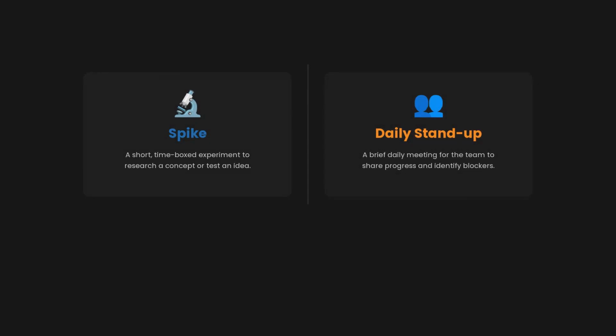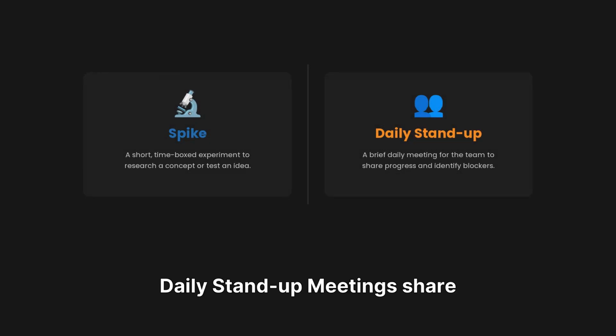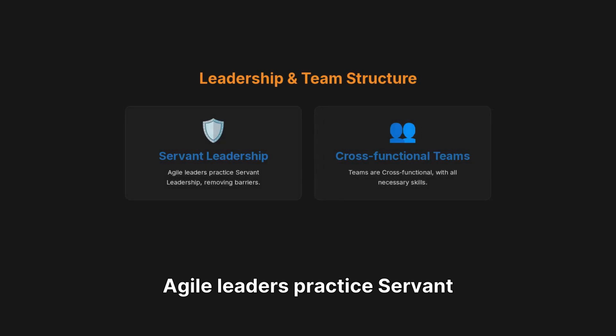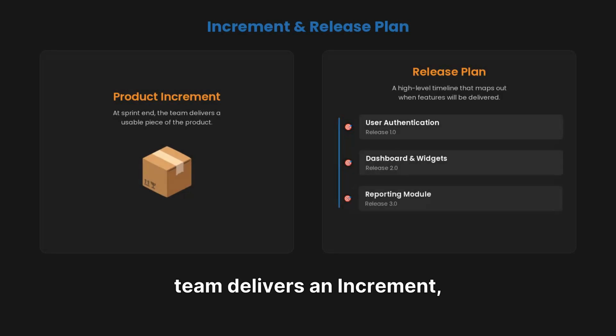A spike is an experiment. Daily stand-up meetings share progress and blockers. Agile leaders practice servant leadership, removing barriers. Teams are cross-functional with all necessary skills. At sprint end, the team delivers an increment, a usable product piece. A release plan maps future features.